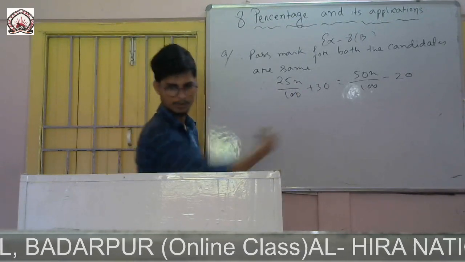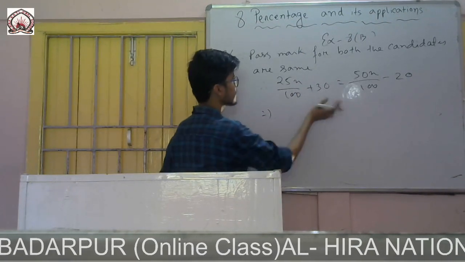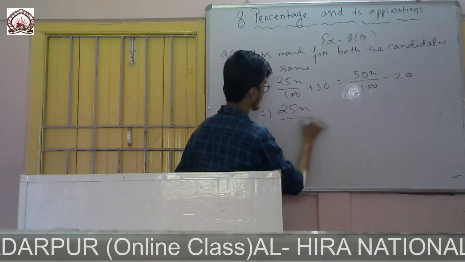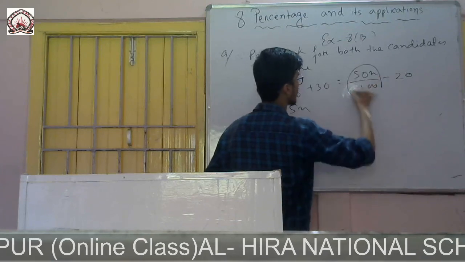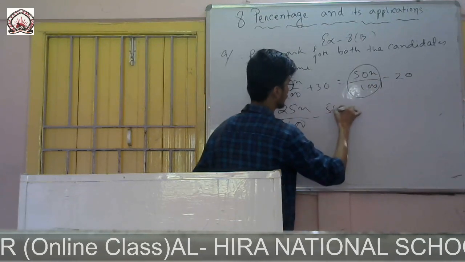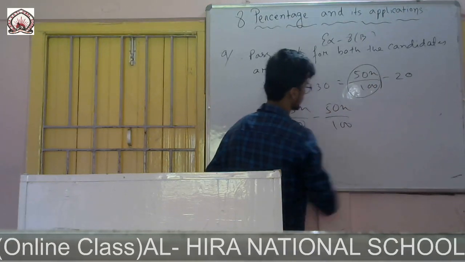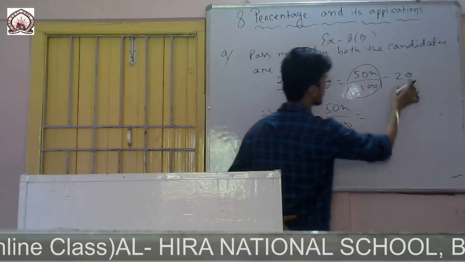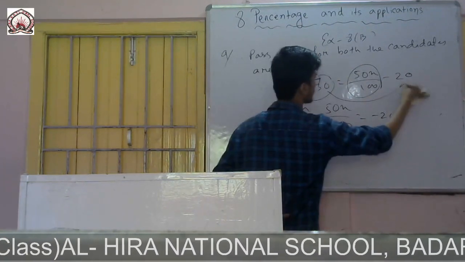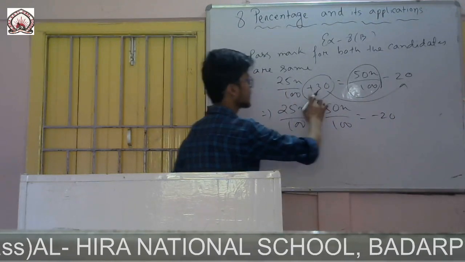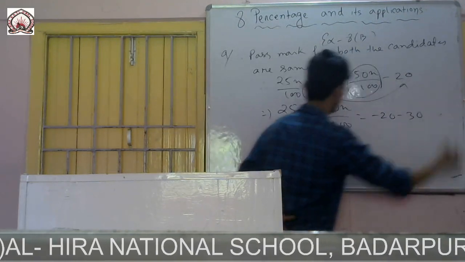Now we'll solve this one. First of all, we'll rearrange this one. I can write 25x by 100, and this one, if I change the side, it will be minus 50x by 100 equals minus 20. This one, if I transpose it from here to that side, it is plus 30, it will be minus 30.